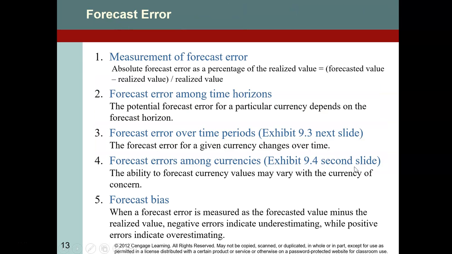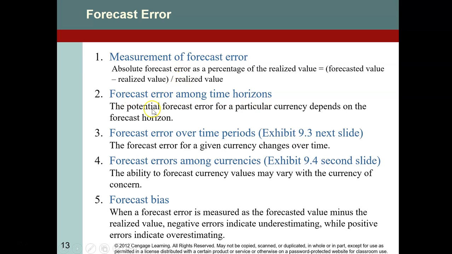Forecast error. Measure forecast error. Absolute forecast error as a percentage of the realized value equals the forecasted value minus the realized value, divided by the realized value. Okay, this is how we calculate absolute forecast error.